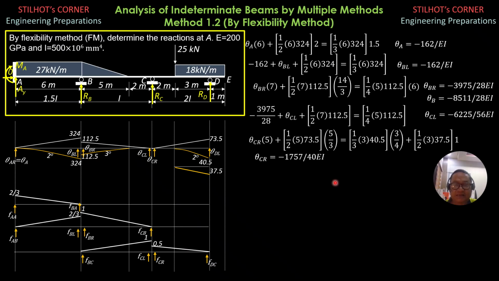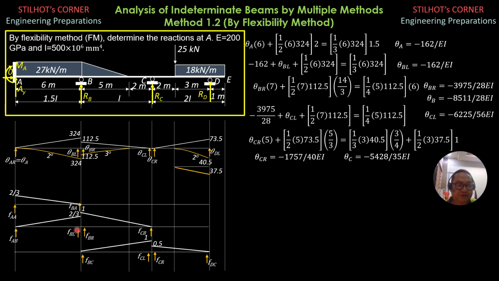Then theta C is theta C left plus theta C right. So theta C is negative 5428 over 35 EI. We are interested only up to theta C because we already know the moment at B, it's negative 9 kilonewton meters. So that's not important anymore.